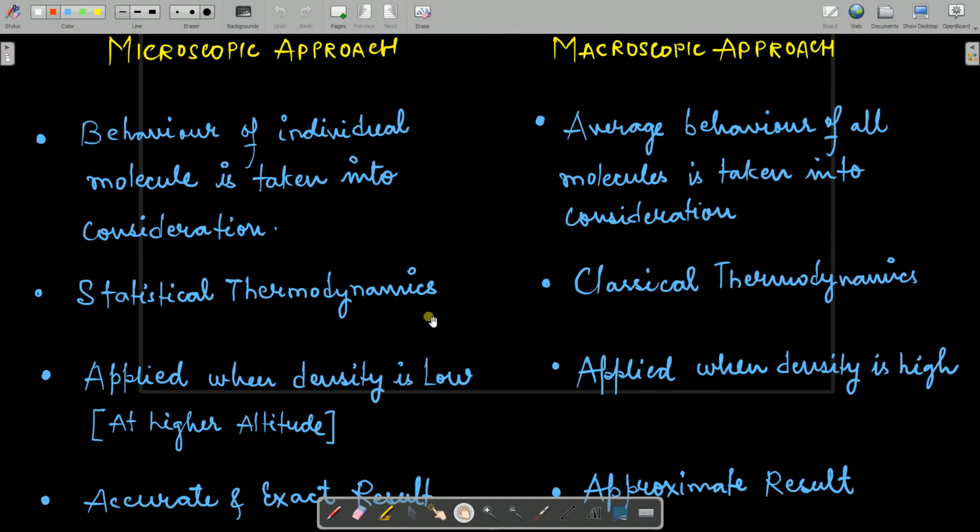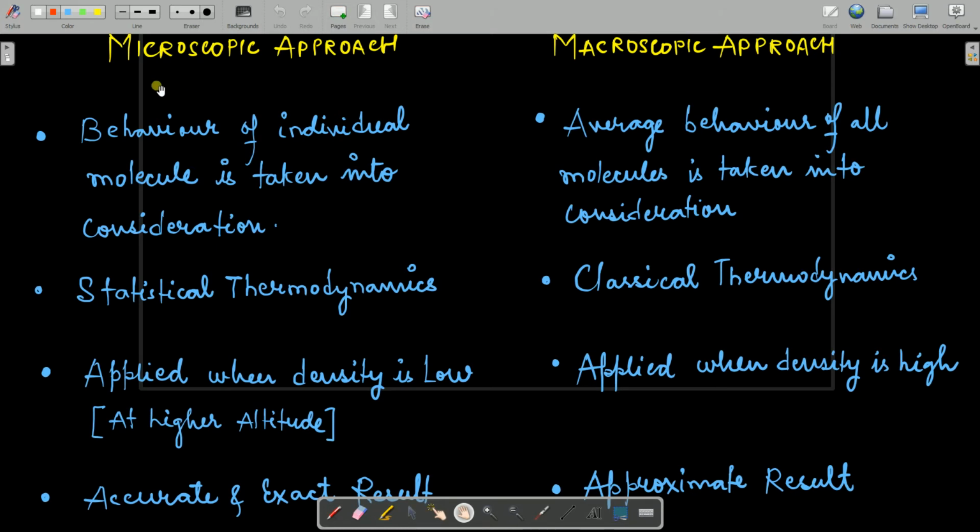Now in statistical thermodynamics, here we apply the microscopic approach. We go into the molecular deeper level and we do the analysis of each and every molecule, which we are not studying in this particular course. Where to apply this microscopic approach?